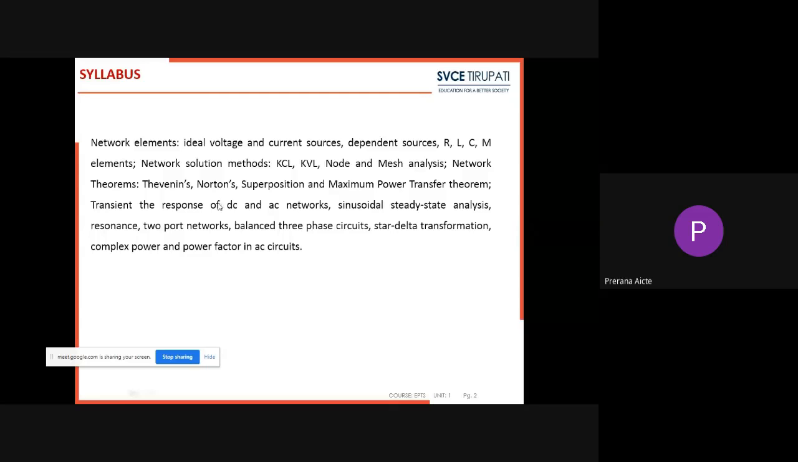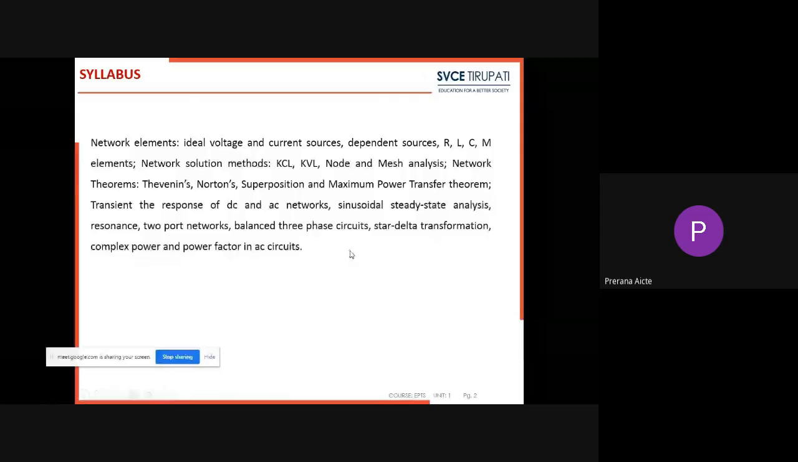For the GATE point of view, the main concepts in network analysis are network elements, ideal voltage source, current source, and dependent sources, mesh analysis, nodal analysis, KCL, KVL, and these important theorems: Thevenin's, Norton's, superposition, and maximum power transfer theorem. Next is the transient response for AC and DC networks, sinusoidal steady state analysis, resonance, two port networks, balanced three phase AC circuits, star to delta transformation, and complex power and power factor in AC circuits.